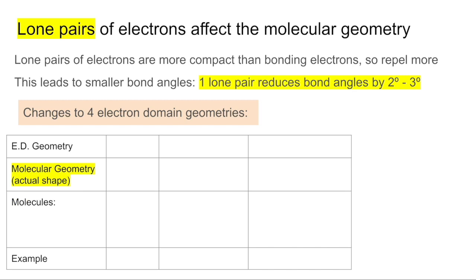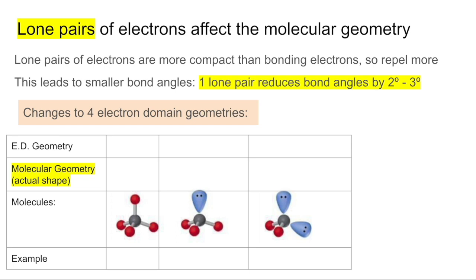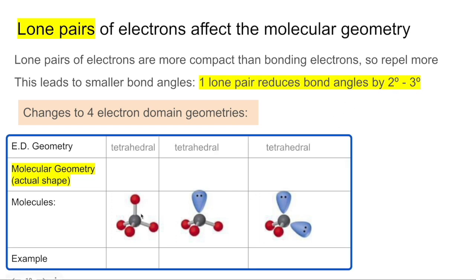So let's have a look at how this affects 4 electron domain shapes. If you have just 4 electron domains and all the electrons are in bonds, they're bonding electrons, then you get a tetrahedral shape. But if you have one lone pair, then you get this triangular shape. Now the lone pairs themselves are not counted in the shape, but they affect the shape by squeezing the bonds closer together. So that lone pair at the top will be squeezing those bonds closer together by 2 to 3 degrees, and the last one, water, is going to have 2 lone pairs.